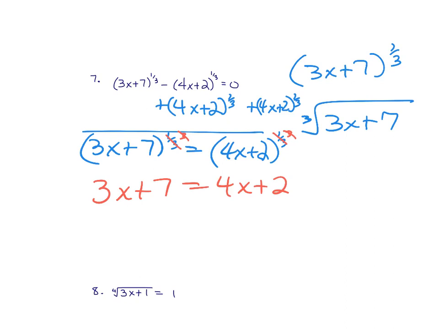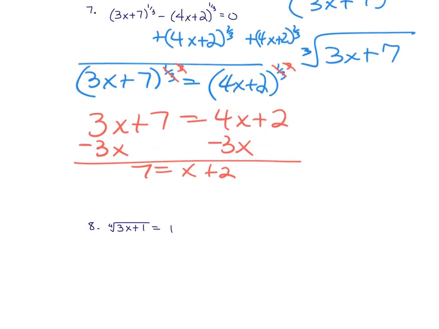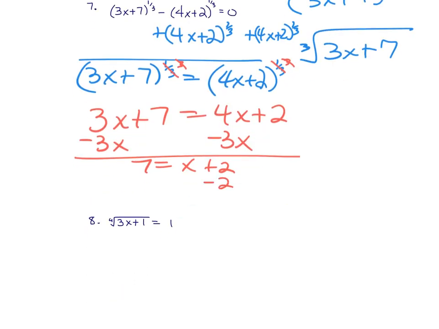Need to get my like terms together, so I can subtract 3x. 7 equals x plus 2. Subtract the 2. And 5 equals x, or x equals 5. Again, it was a cube root. So again, I don't need to check.